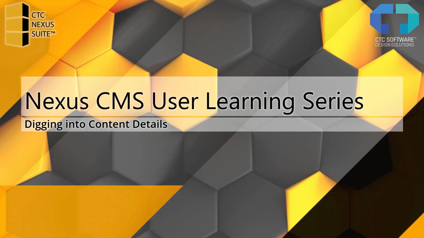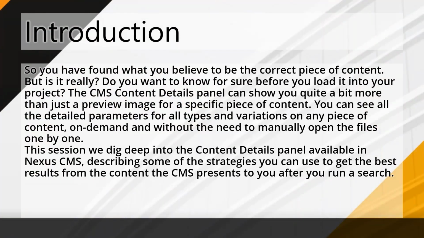All right, let's jump right in and see what today's topic really focuses on. In previous sessions, we've talked about searching for content, how to search, how to filter stuff down. And maybe you found what you think is the right piece of content, but is it really the right piece of content? I like to know 100% before I load it into my project that I got the right thing. So we're going to take a look at how the content details panel can give you more than just a preview image for something. It can actually give you the data from within the piece of content live and fast.